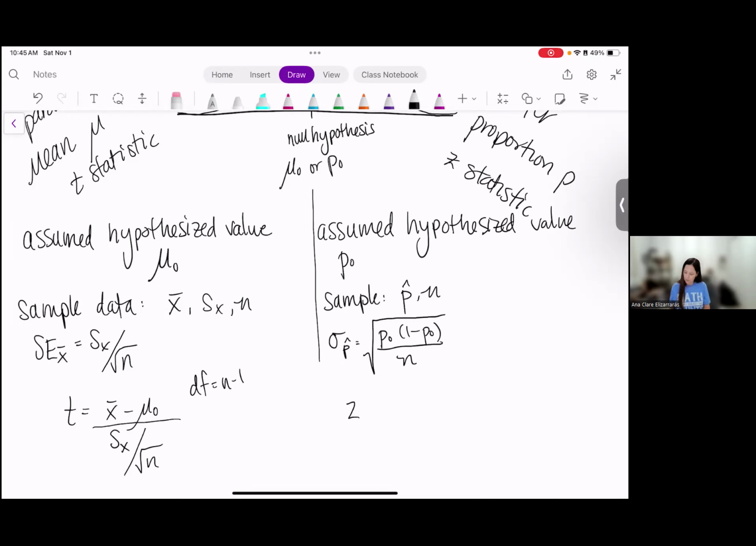For our z-score, we take our statistic, or point estimate, minus the hypothesized value divided by the standard deviation of the sampling distribution, which is the hypothesized value times 1 minus the hypothesized value, divided by n, and all of that is underneath the square root. So then what we do is we calculate that statistic, and then we use either a chart or technology to tell us how likely that is, assuming our null is true.